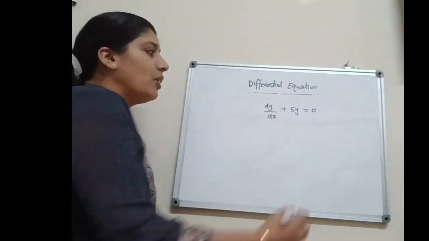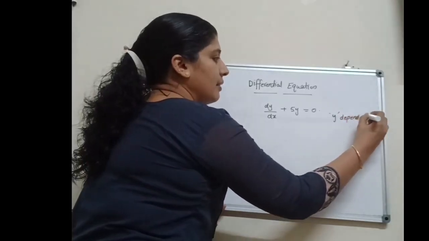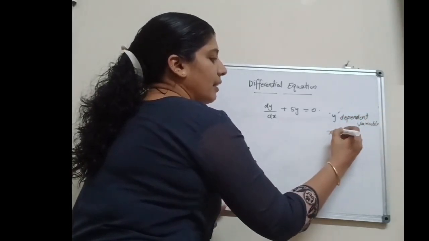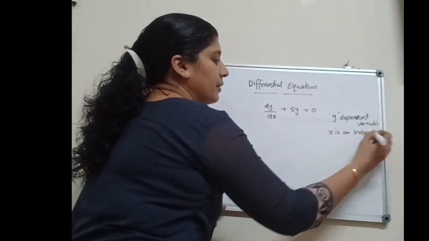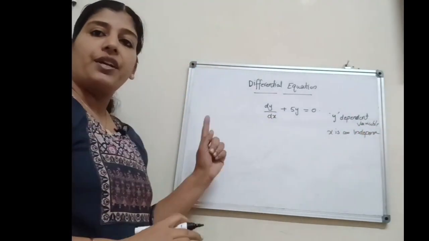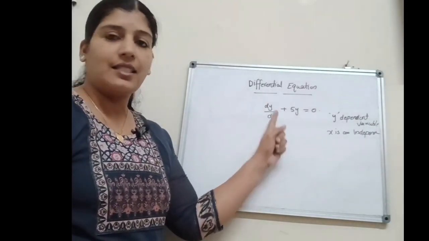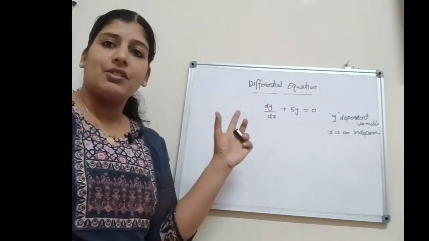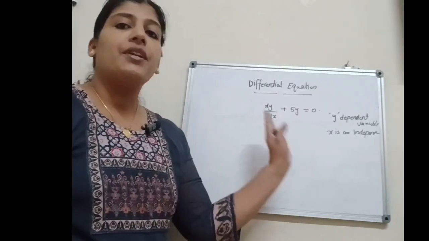Here y is called a dependent variable and x is an independent variable. That means here we have to differentiate the dependent variable with respect to the independent variable x, that is dy by dx. Therefore, an equation consisting of a term dy by dx is called a differential equation.